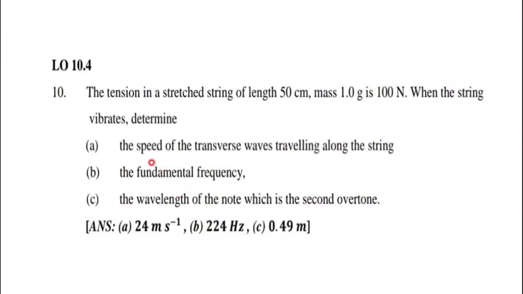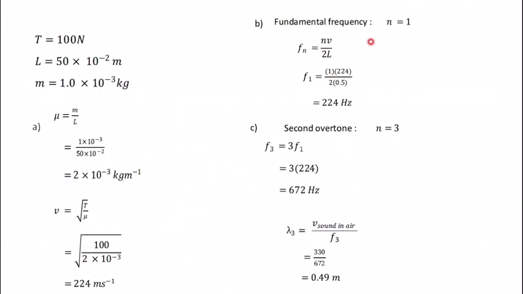For question B, find the fundamental frequency. So fundamental frequency, which means that n equal to 1. So we can use this formula to find the fundamental frequency. For n is 1, we substitute the v that we already find, 224, and the length is 0.5 and we get the fundamental frequency 224 Hz.